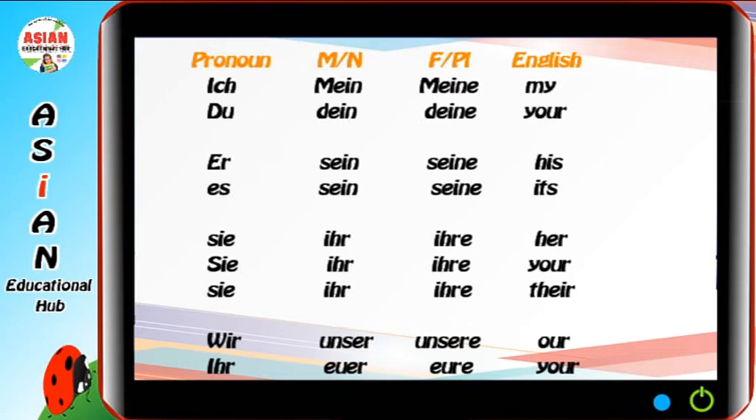Du, dein, deine, your. Er, sein, seine, his. Es, sein, seine, its. Sie, ihr, ihre, her. And Sie, this is formal, Ihr, Ihre, your. Sie, ihr, ihre, their. You can see here, ihr is used for three pronouns: sie, sie and Sie. Wir, unser, unsere, our. Ihr, euer, eure, your. It is your.